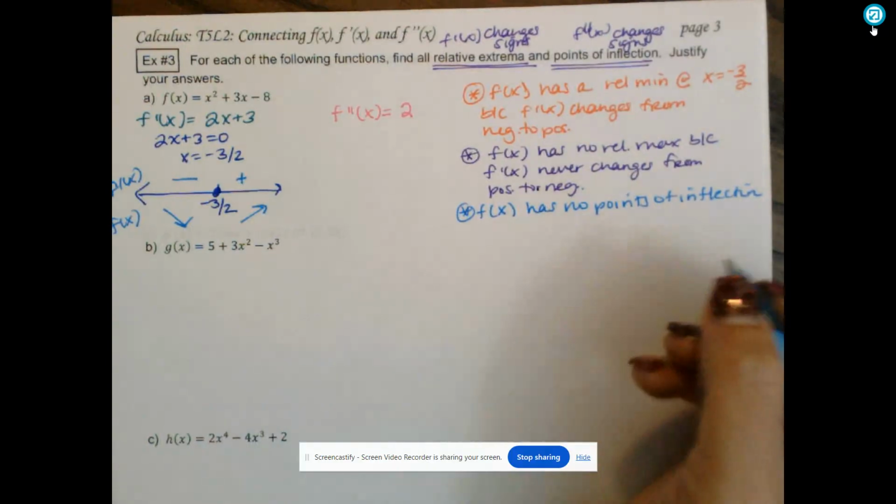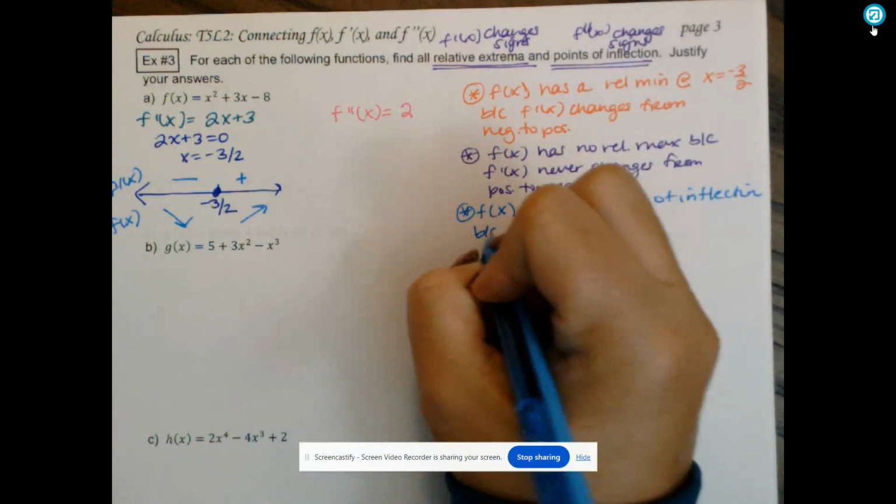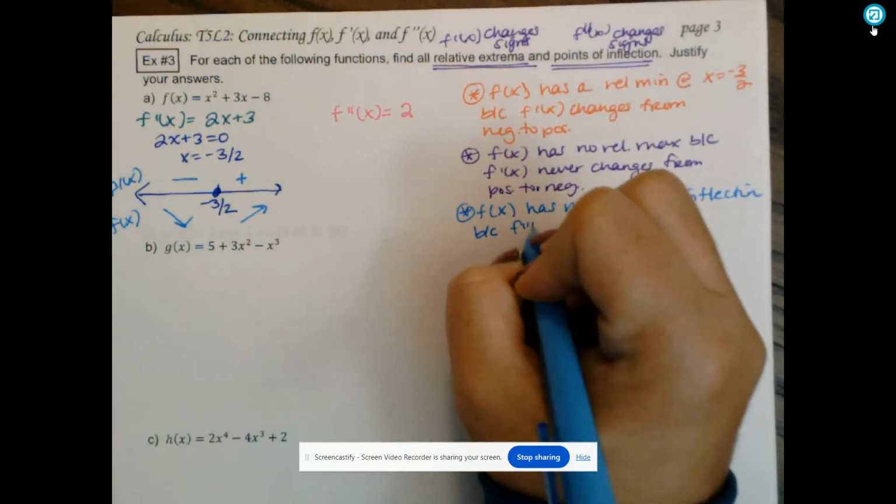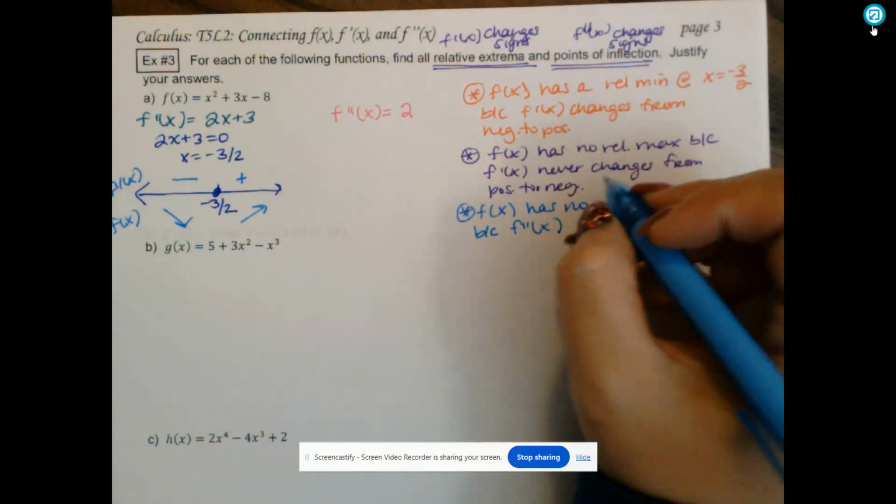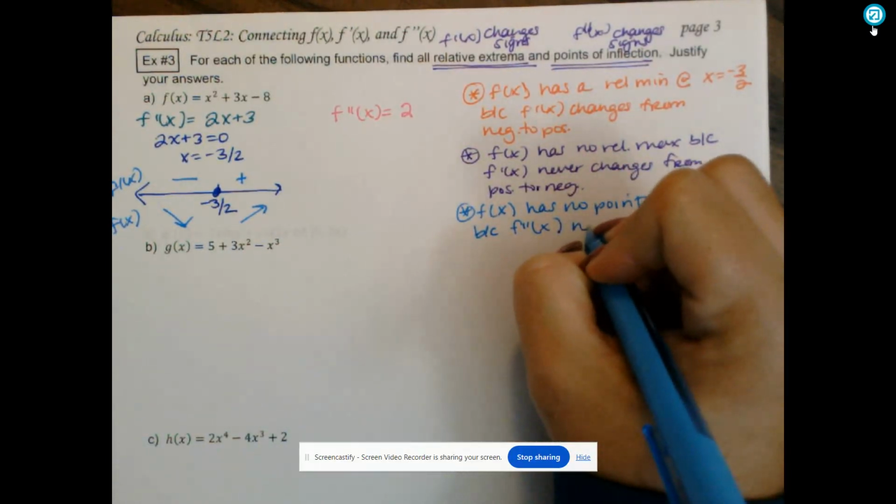Y'all can abbreviate as long as you know what you're talking about. Just remember not to do so on the actual AP exam. As f prime of, because f prime of x or f double prime of x never changes signs.